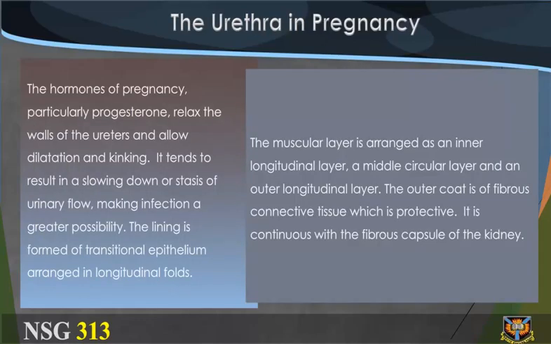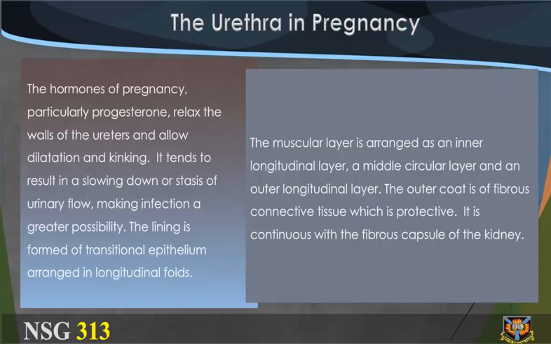The ureters in pregnancy. The hormones of pregnancy, particularly progesterone, relax the walls of the ureters and allow dilatation and kinking. It tends to result in a slowing down or stasis of urinary flow, making infection a greater possibility.